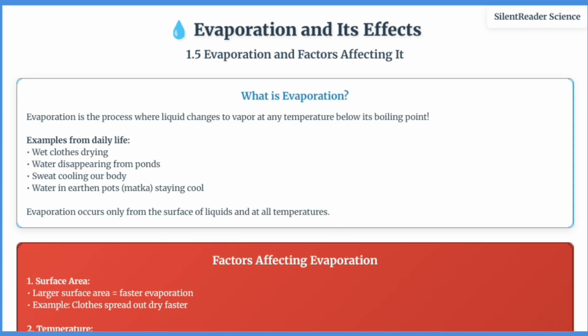Now let's explore evaporation, the process where liquid changes to vapor at any temperature below its boiling point. We see evaporation in wet clothes drying, water disappearing from ponds, and sweat cooling our body. Evaporation is affected by 4 main factors. Surface area, larger area means faster evaporation. Temperature, higher temperature means faster evaporation. Humidity, lower humidity means faster evaporation. And wind speed, higher wind speed means faster evaporation.